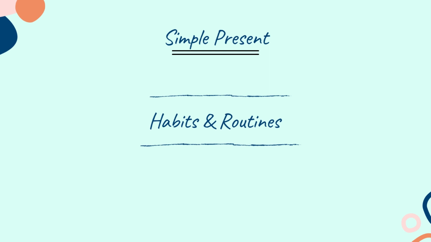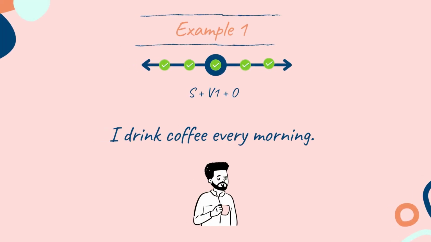Now, let's look into the usages of simple present tense. The first main use of simple present tense is to show the habits and routines of a person. Let's look into examples of it. I drink coffee every day. My activity of drinking was true in the past, is true now, and will continue to be true in the future as well. So, in the timeline, it will be spread all across.